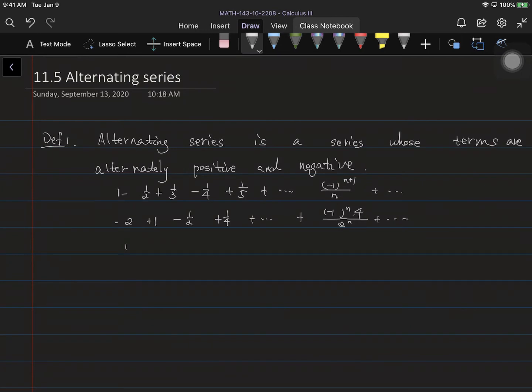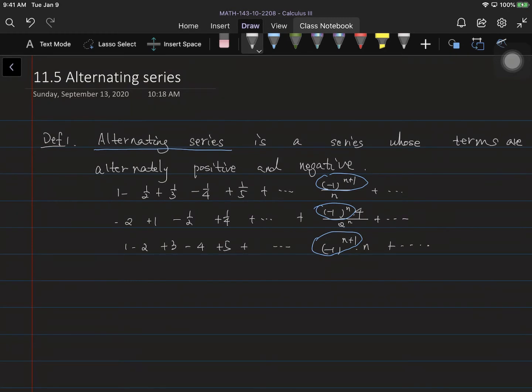And next, 1 minus 2 plus 3 minus 4 plus 5. The general term is (-1)^(n+1) times n. So for an alternating series, we always have a sign in front. Always (-1) to the n power or n plus 1 power. Something like this is called an alternating series.